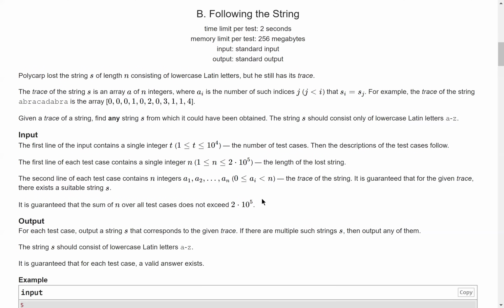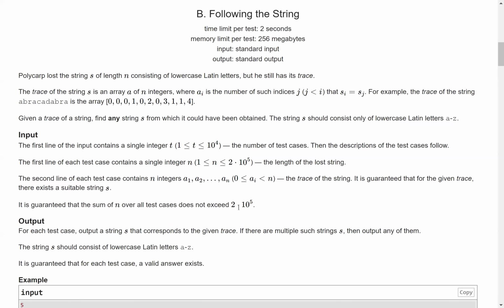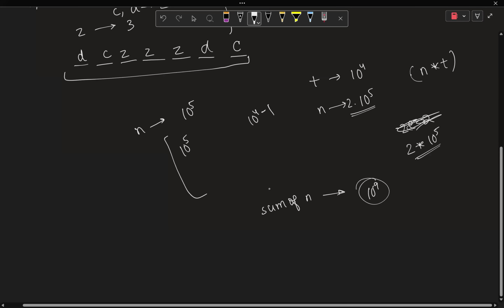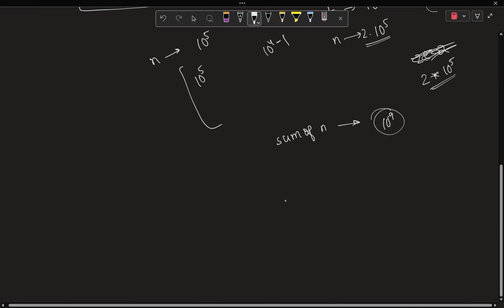No, no, that I understood. But what is the meaning of the sum of n over all the test cases does not exceed 2 into 10 to the power of 5? Can you explain it with some example? Is it because it's only looping 26 times?